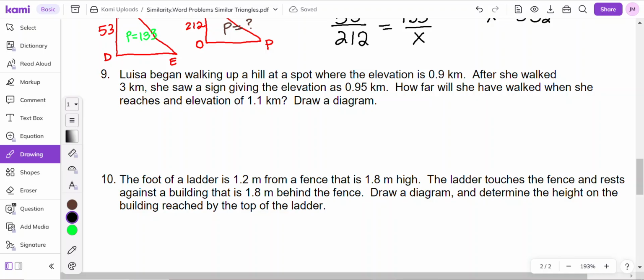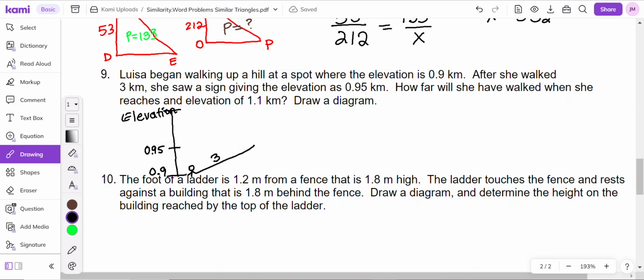Y'all know what elevation is? Yeah, the height, like perpendicular to the ground, correct? So elevation. When she started walking, this is Luisa. What was the elevation? 0.9, right? And then she started walking, and how long did she walk for? All right, and then what was the elevation there? 0.95?